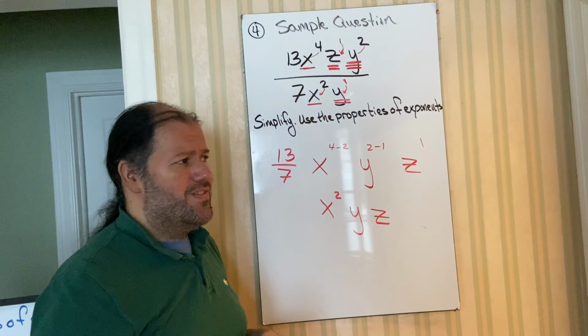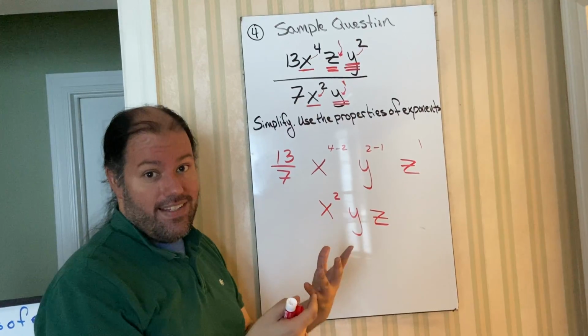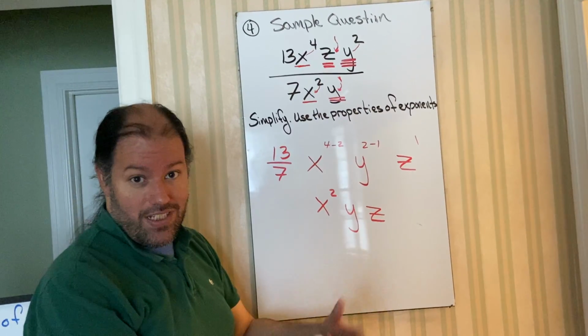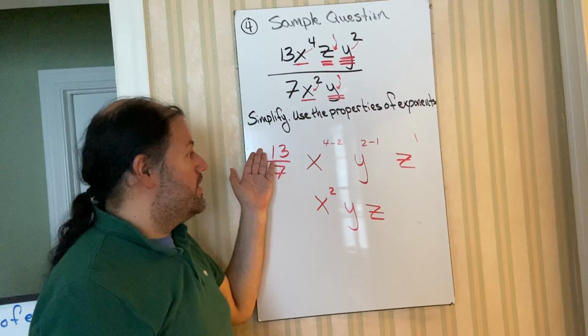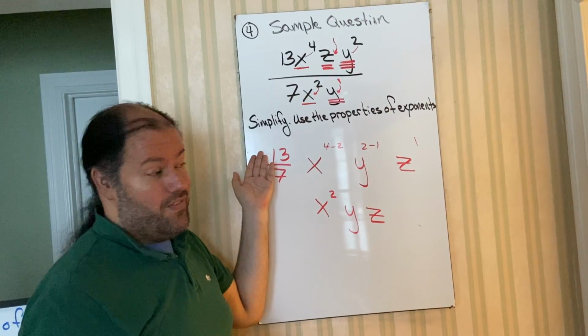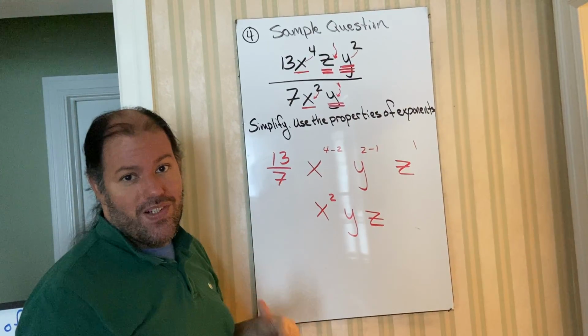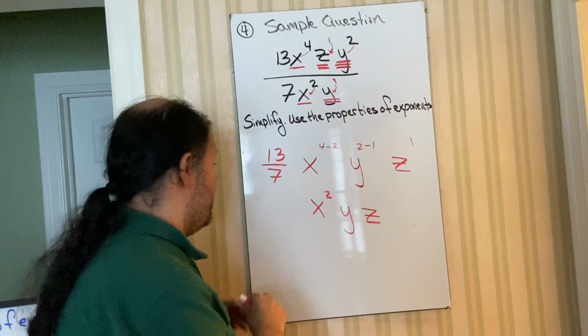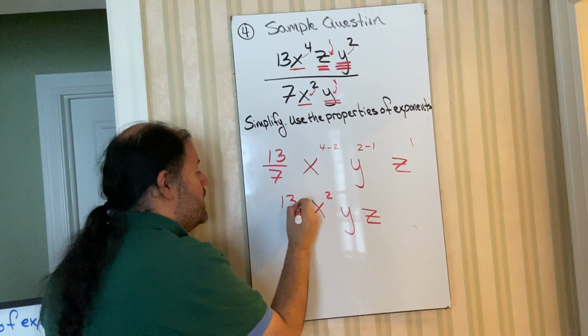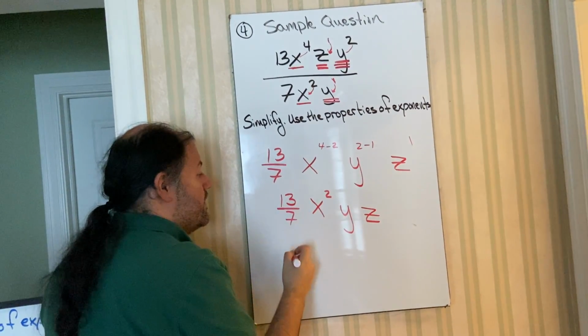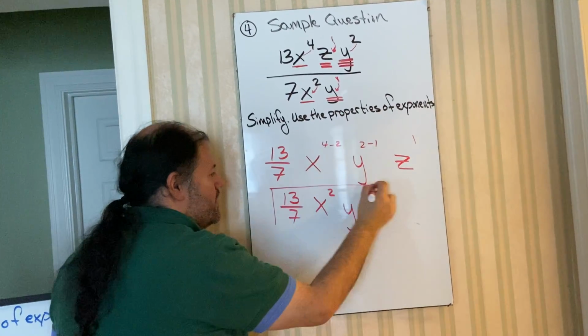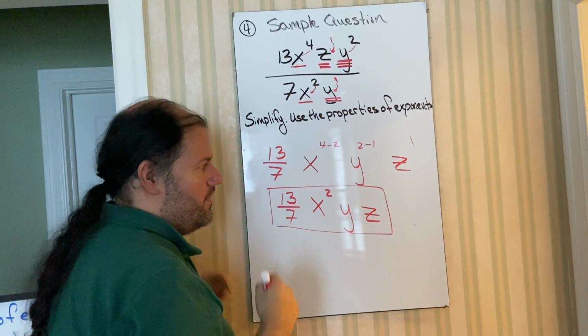And when I reduce, remember how I told you you want to factor out the top and factor out the bottom and see if anything cancels out? Well, 13 is a prime number, can't break it down any further. 7 is a prime number, can't break that down any further. So we can leave the coefficient as 13 sevenths. This is one answer that you can have.